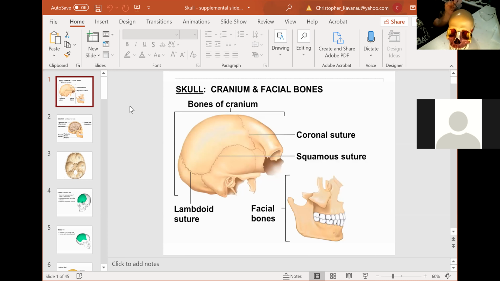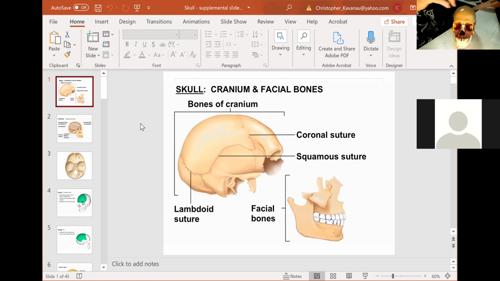Okay, before we start, does anyone have any questions regarding the last lab when we were studying the vertebrae? The cervical, thoracic, lumbar vertebrae, the sacrum. Any questions on that earlier material? No questions? Okay, all right, we'll get started.